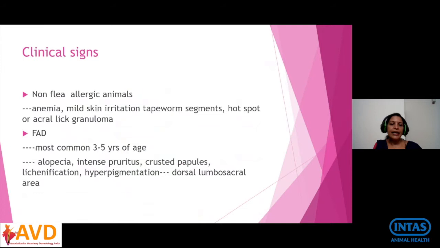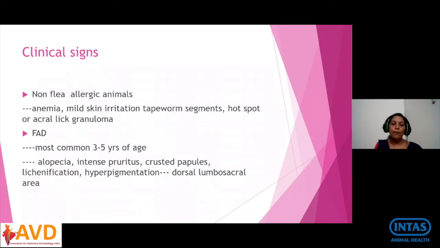Clinical signs: because of the flea saliva, when it is injected, it causes allergy. It can also cause non-flea-allergic dermatitis, without allergy, in some animals. It can cause anemia and mild skin irritation. In these animals we can see tapeworm segments also. Tapeworm segments can be a clue that it is a flea infestation, along with some hot spots or acral lick granuloma. The main cause is flea bite allergic dermatitis.